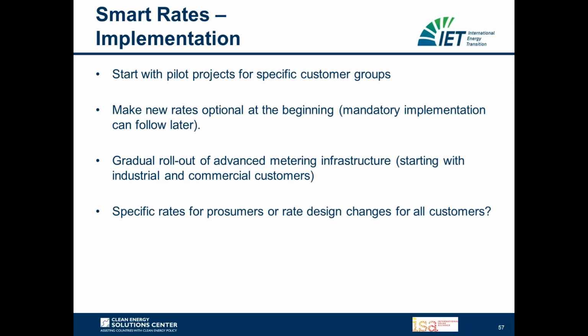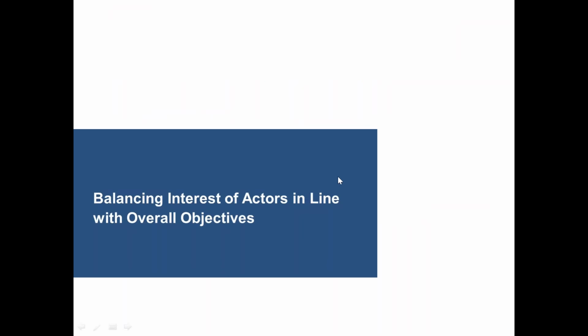And as most of you already know, you should, of course, start with the industrial and commercial sector, because here you have most of the technical equipment available already to react to price signals, and later on you can still consider rolling it also out to the residential sector, where most studies have shown that demand flexibility is actually the lowest. So this was just an overview of the smart rate design.